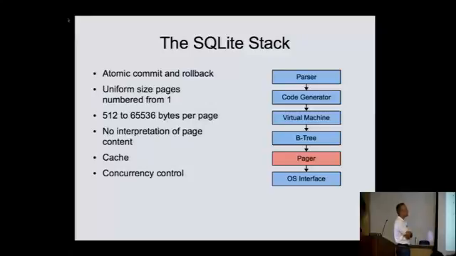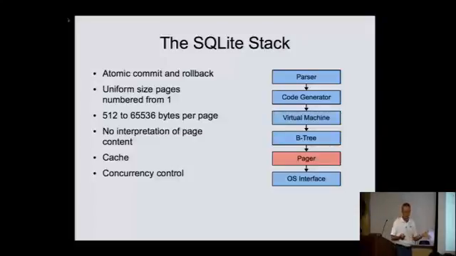Next on down is the pager layer. And this is the part that implements your transactions, your atomic commit and your rollback. The pager views a database as a bunch of pages. They're numbered starting with 1 because page 0 is like our null pointer. And the page size is a power of 2 between 512 and 64K. The pager has no idea what the content of the page is. It doesn't care. It's just managing the pages, handing them to the B tree, and then dealing with transactions.